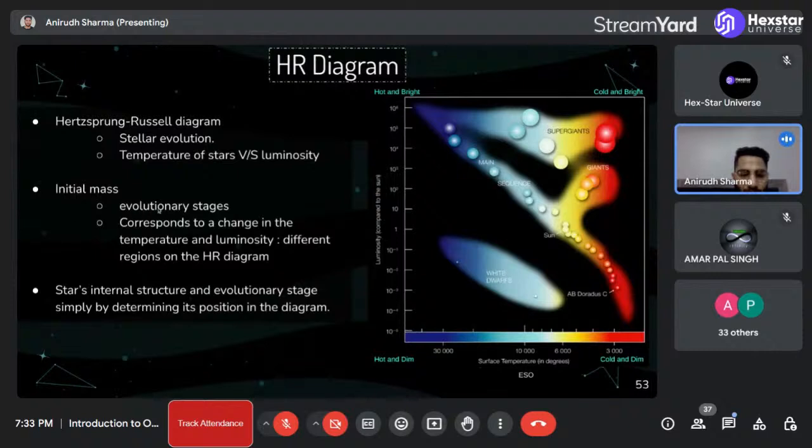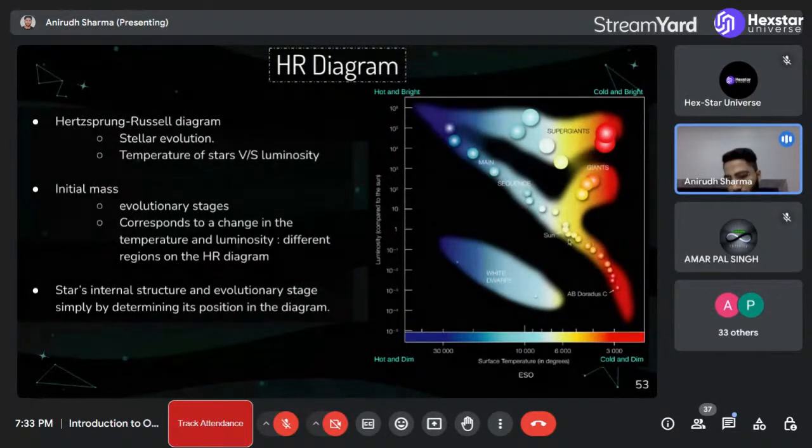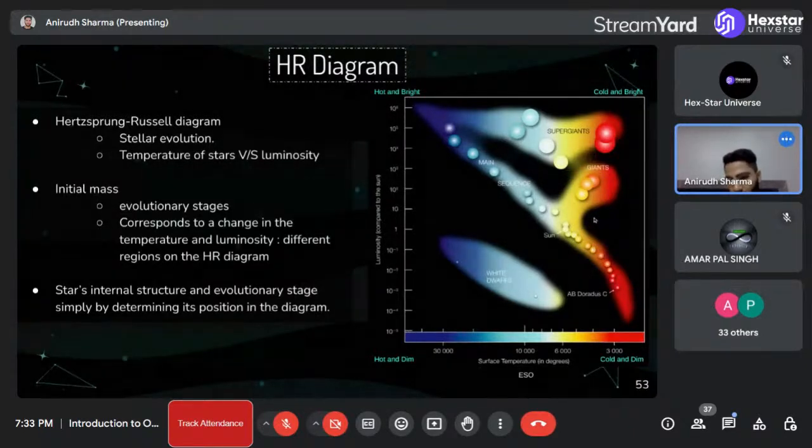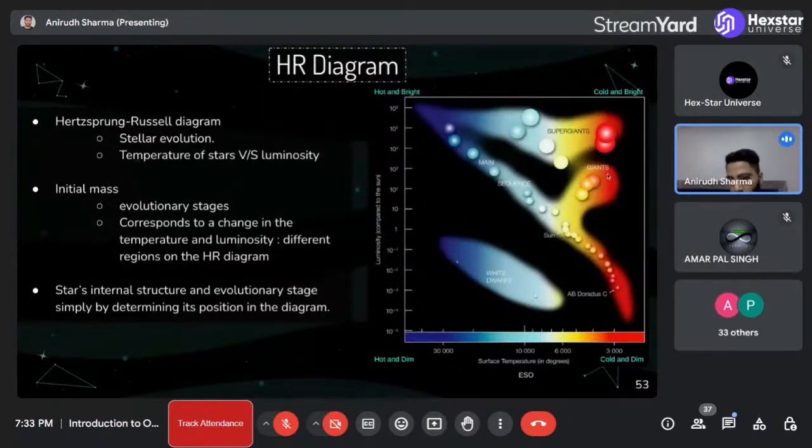The initial mass of a star and what evolutionary stage it is at can be determined using this diagram. Corresponding to a change in temperature and luminosity, it would be in a different region on the HR diagram. So let's say that our star starts off somewhere here in the region below the sun. As the star develops, it burns more and more fuel, and after some while it would reach the region of giants because there would be less fuel.